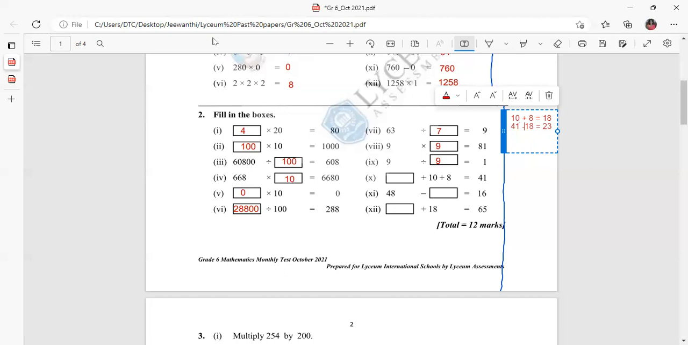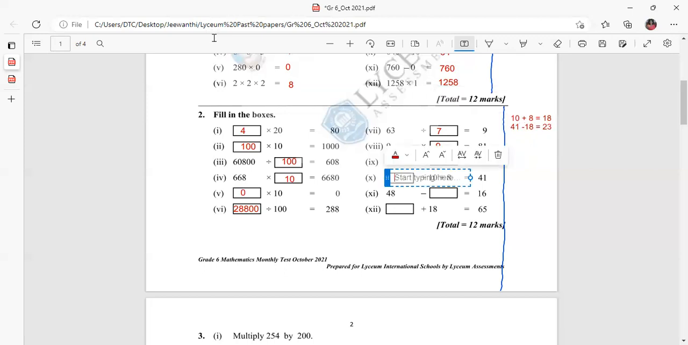Right. So then you can bring here the answer 23. Right. So then now you can cross check whether your answer is correct. 23 minus 10, 33. 33 minus 8, it is 41. So then you have 48 and you deduct something and you get the answer 16.